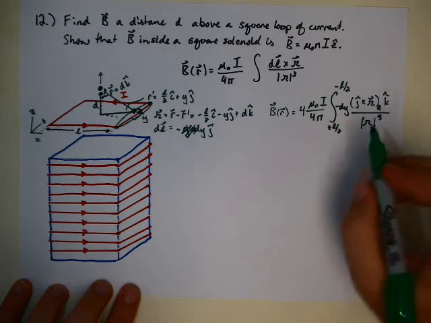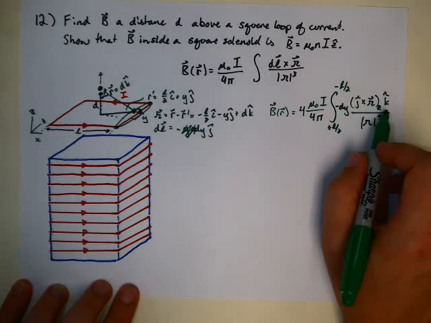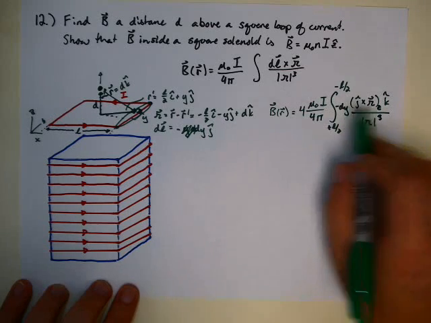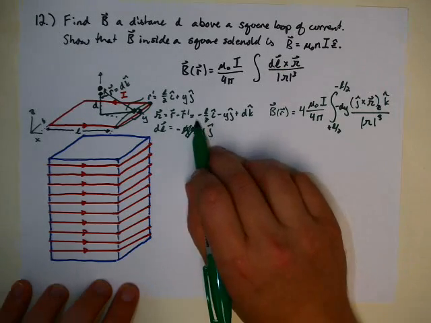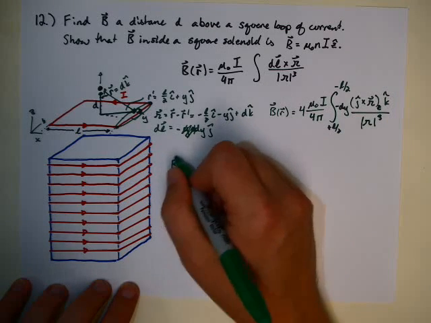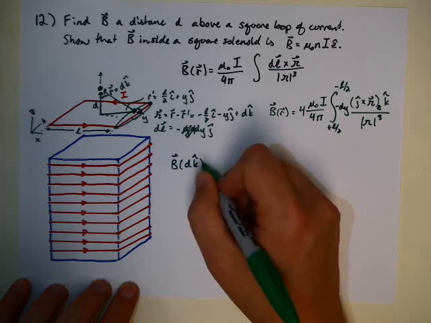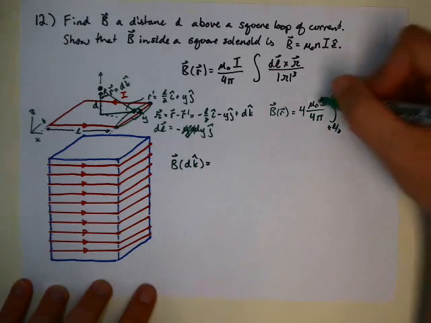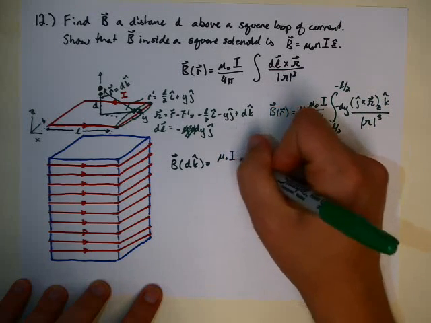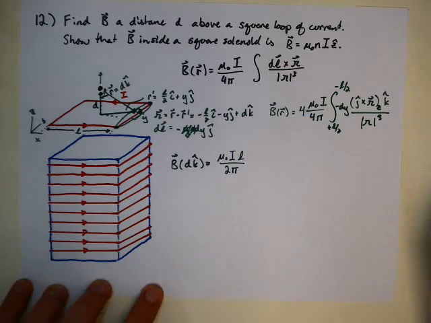For here, we can evaluate this. j hat cross i hat gives us the negative k hat, to cancel with the negative, so we're going to get an L over 2 out of that. So the magnetic field in the end for dk is going to be, the 4's will cancel, I'm going to get an L over 2, so this will be mu naught I L over 2 pi.